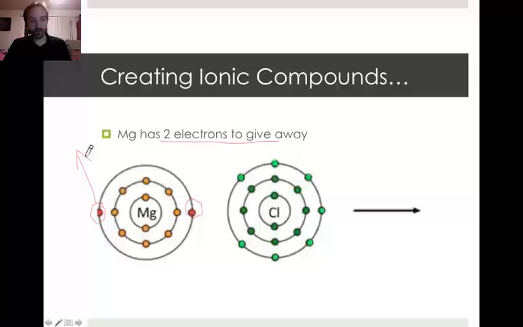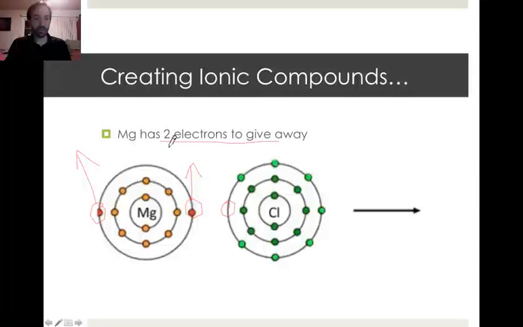If it gets rid of these, if they take off, then magnesium's valence will now be in the second energy level, and it has a nice octet there, so it'll be nice and stable. Chlorine, on the other hand, only wants to gain 1. It has 7 valence electrons. If it gains 1 more, it will have a nice octet, be more stable, and happy.